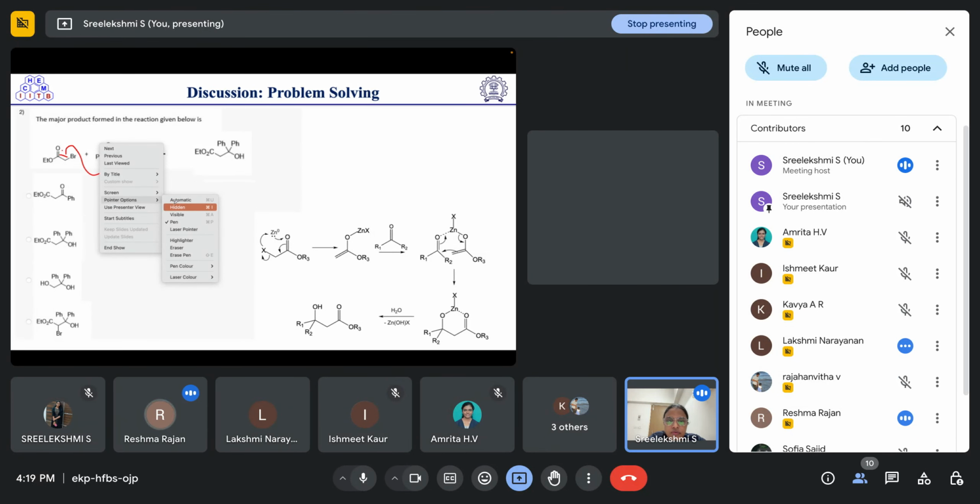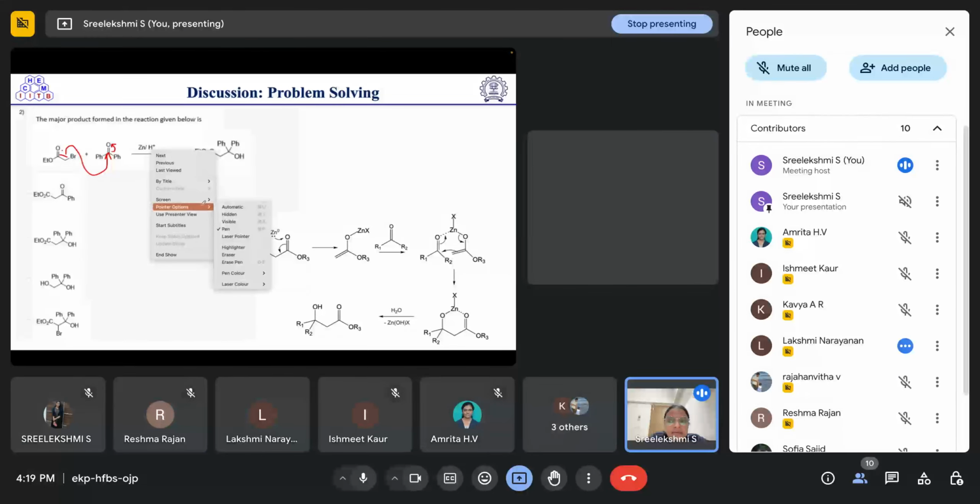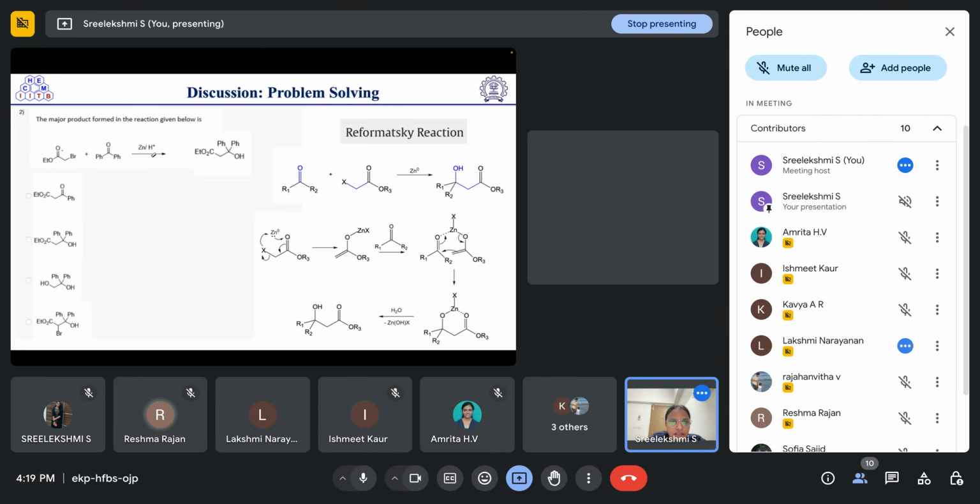I just introduced you to the basic concept of this Reformatsky reaction. So be familiar with the name. If we are using this bromo ester compound in presence of zinc, that type of reaction is known as Reformatsky reaction. Okay. I hope it's clear.